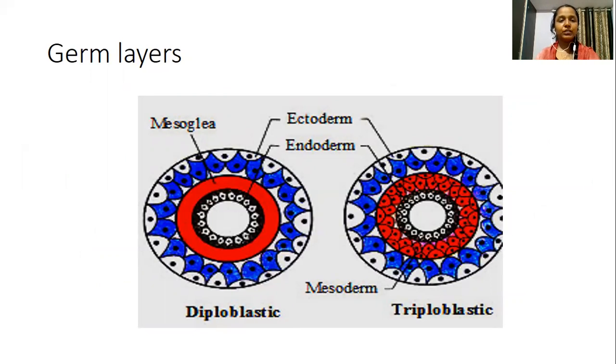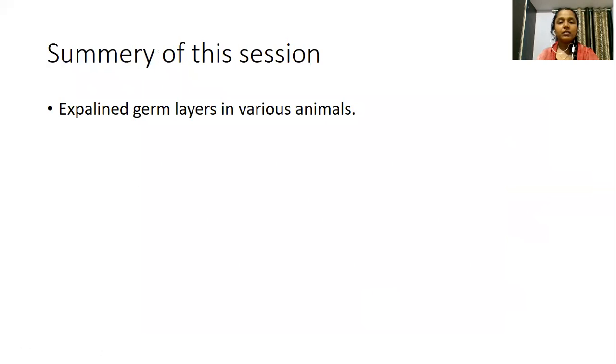So, when we look into the germ layers, in the case of diploblastic animals, we can see the germ layers are the outer ectoderm and inner endoderm. Whereas in the case of the triploblastic condition, we can see the outer ectoderm, inner endoderm, and the middle mesodermal layer. So, this is how the cells are arranged in diploblastic and triploblastic individuals.